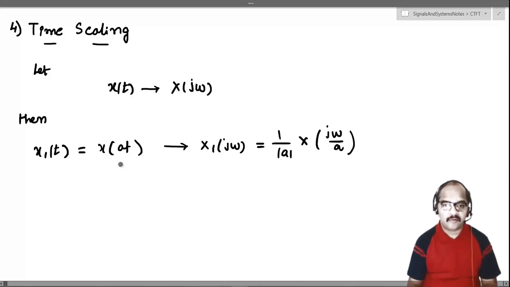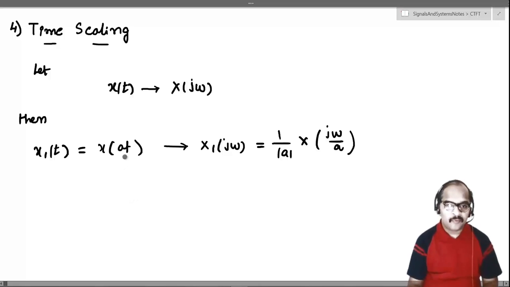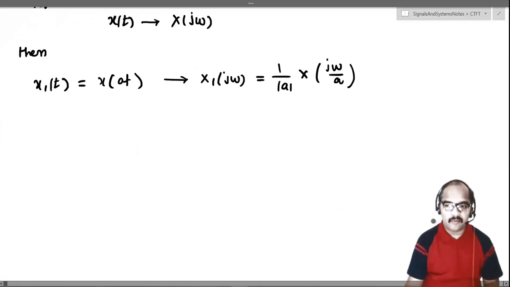So x1 of t, which is equal to x of at, will have 1 by mod a x of j omega by a. So what does this mean? If you do the scaling in the time domain, in the frequency domain also, the Fourier transform will get scaled. We will prove this and then take multiple examples. Note that here we did not put any condition on a.